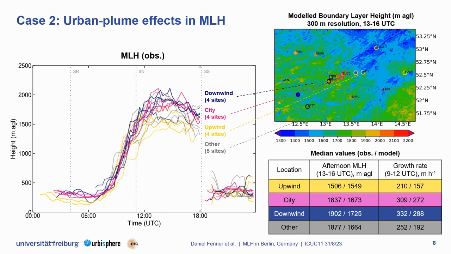So we can compare the values of averaging just the sites that are upwind in yellow, city in purple, and downwind in blue. And you see upwind sites with 1,500 meters, city sites at 1,830, downwind sites 1,900 meters. And even though the model is not perfectly reflecting those heights, it has the same order. And interestingly, we also see that the growth rate of the mixed layer in the morning from 9 to 12 is strongest over the city.